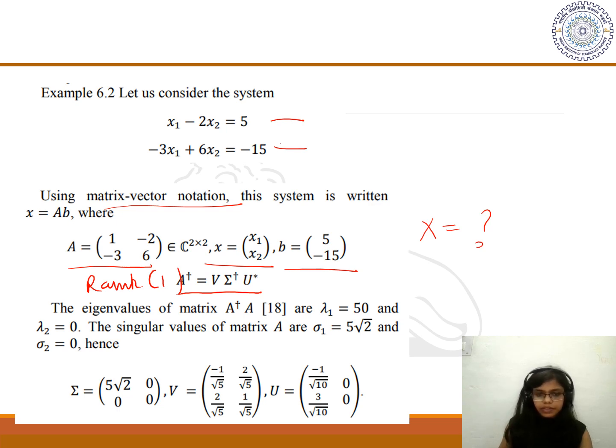So we will use our simple method and we will calculate the eigenvalues of the matrix A transpose A, and those are 50 and 0. Then the next step is we'll find the singular values of matrix A, that are sigma 1 and sigma 2 is 0. I encourage you to do the calculation on your own and check this out. And here we have our sigma, V, and U.